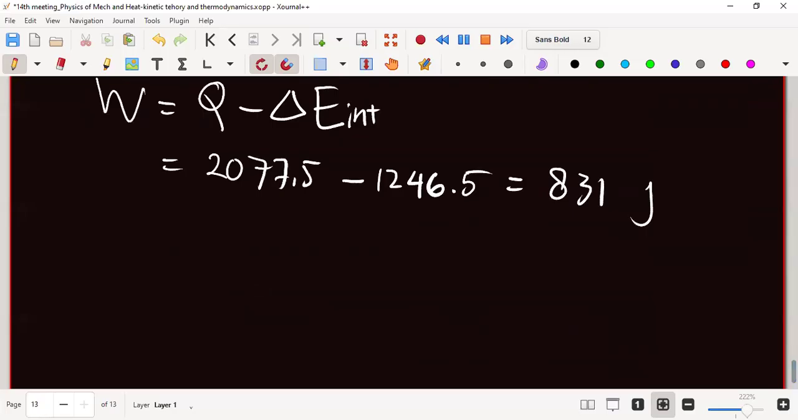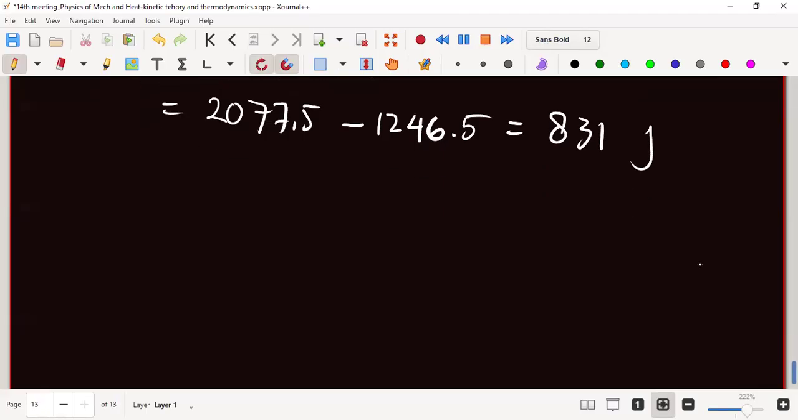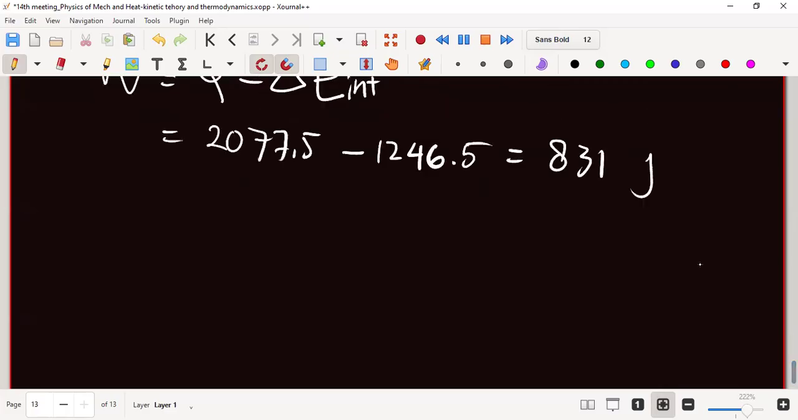Okay. Any questions for the molar specific heat in constant volume and constant pressure? If there are no questions, we continue to degree of freedom and molar specific heats.